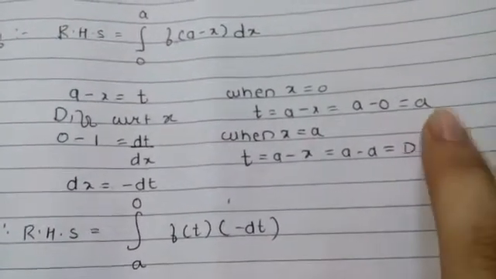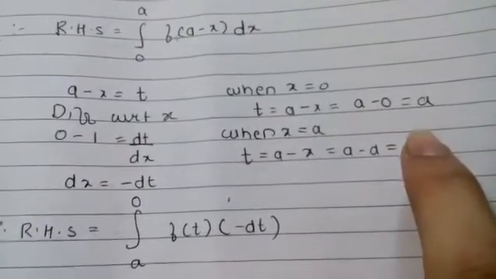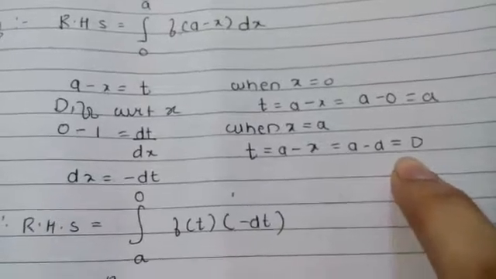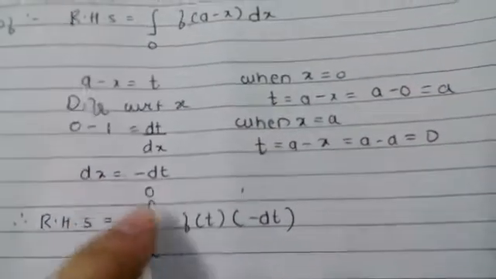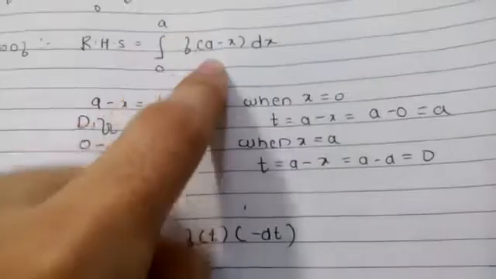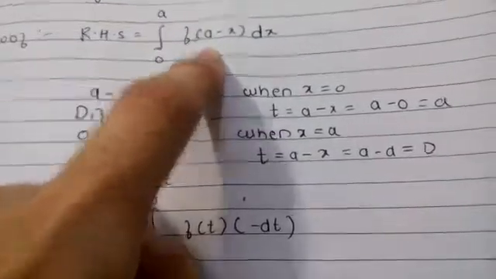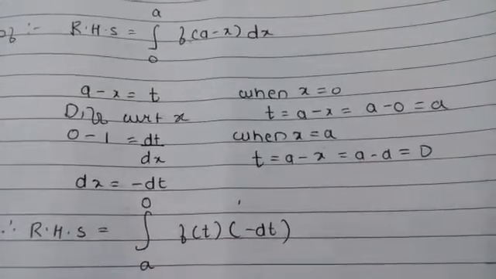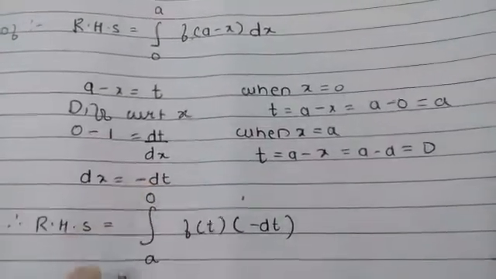So don't write 0 to a, because 0 is the smaller value. No, it's not like that. Here you have a lower limit as a and the upper limit as 0, so we'll write a to 0. Now instead of writing f of a minus x, we have already put a minus x equal to t, so we'll write f of t over here. And instead of writing dx, you will write minus dt, because dx is minus dt.